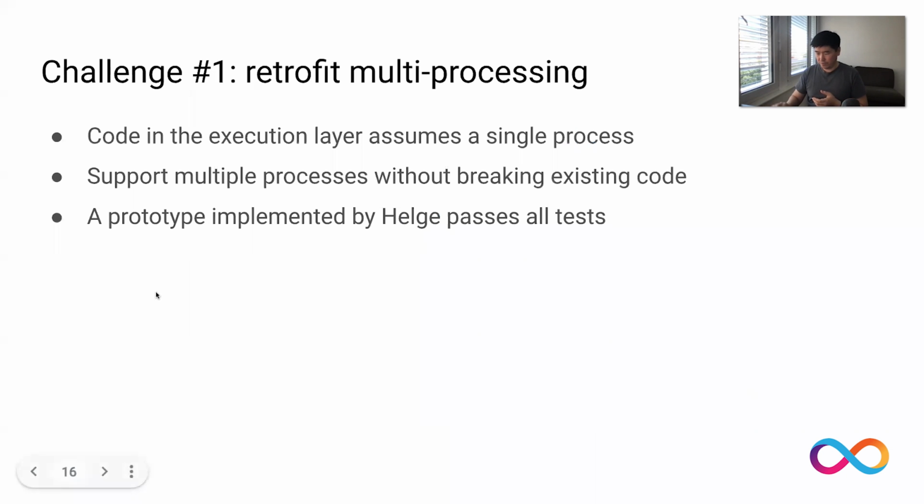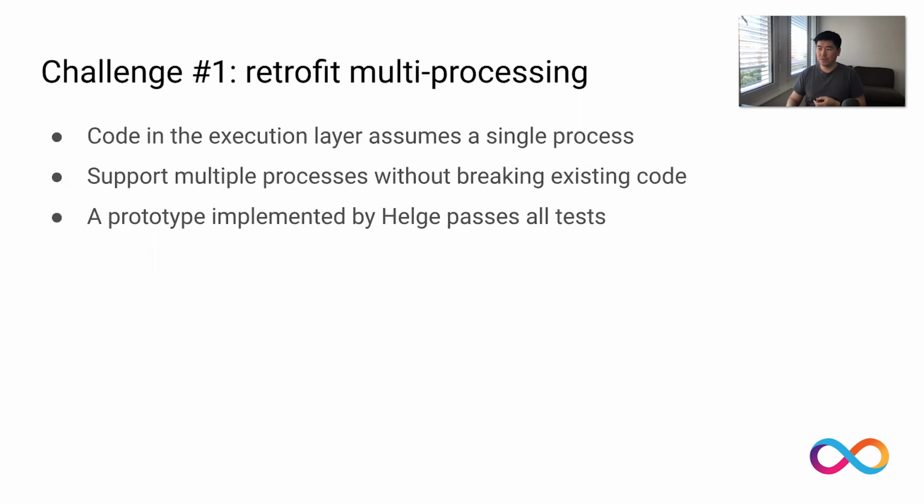Now I'm going to go through the technical challenges that we expect and that need to be solved before we can ship sandboxing. The very first one is an engineering challenge: how to retrofit multiprocessing into the existing code that assumes that everything is running in a single process. The good news here is that Helge already implemented a prototype, and that prototype is currently running and it passes all tests. The only issue with the prototype is the performance. It's currently at least 2 times slower than the baseline. And we have ideas on how to fix performance.